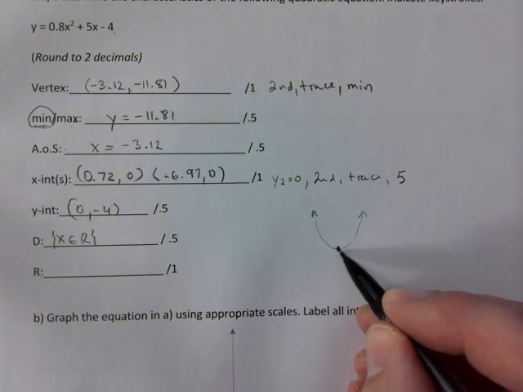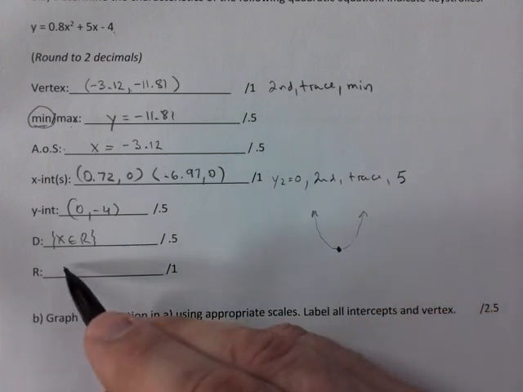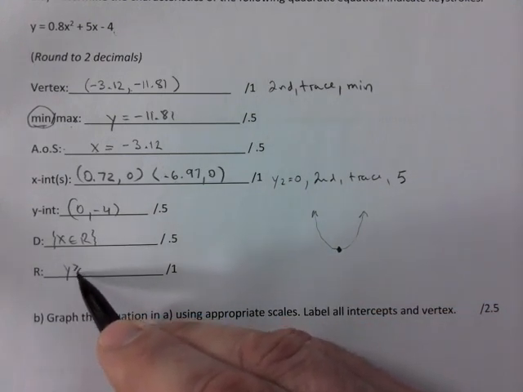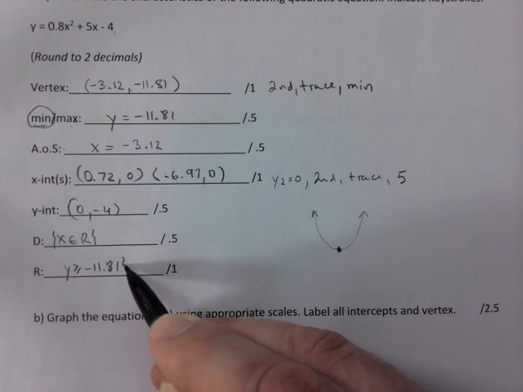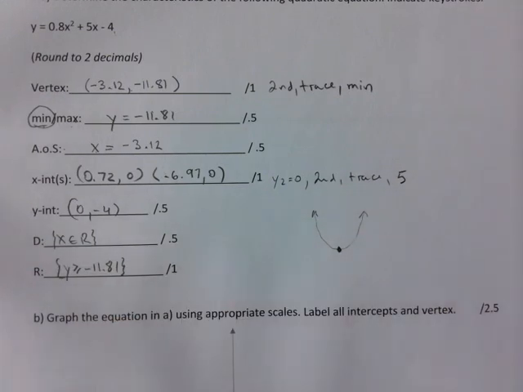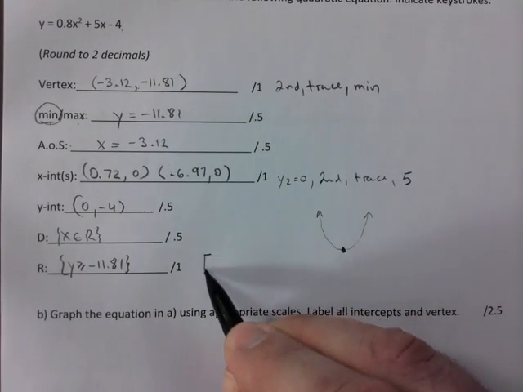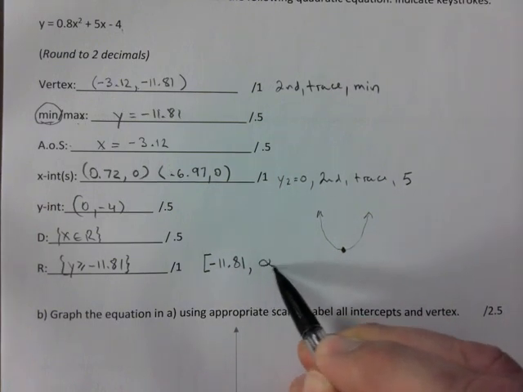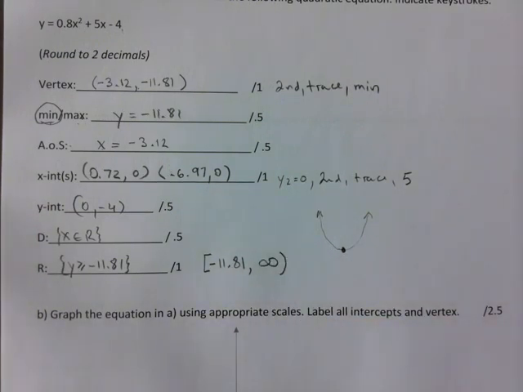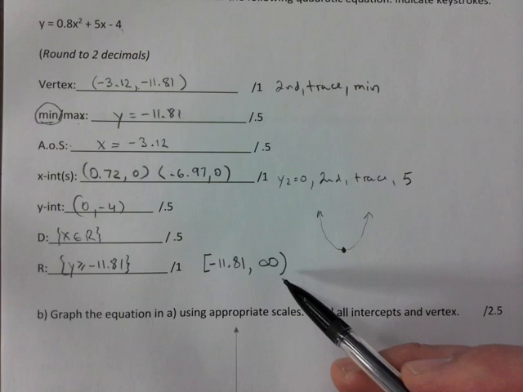So this right here is the vertex, right? So the y values have to be greater than or equal to the y value of the vertex, right? So that's what it has to be. Or you can go negative 11.81 to positive infinity. Round bracket. So you have to use square bracket for the number, round bracket for the infinity symbol.